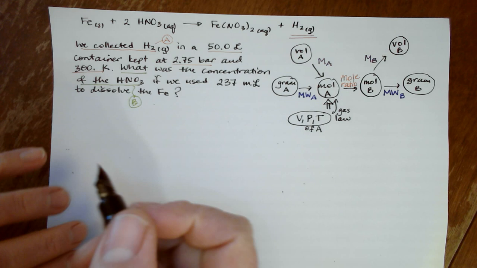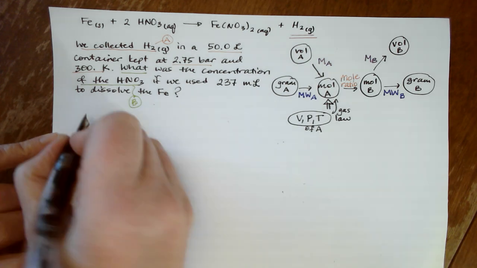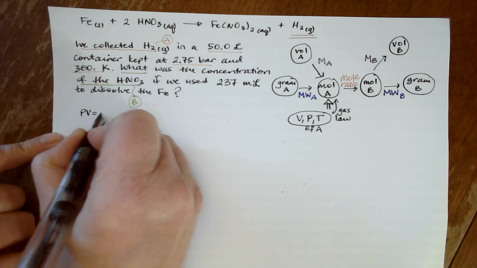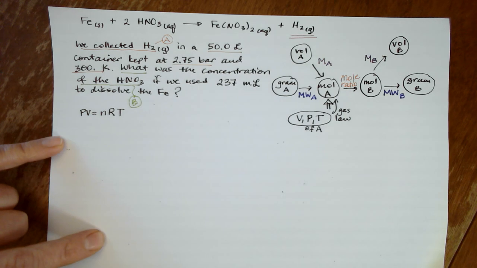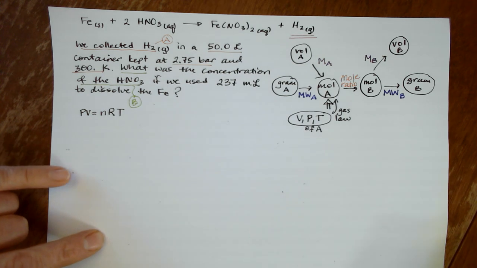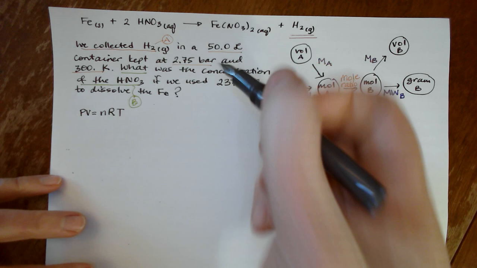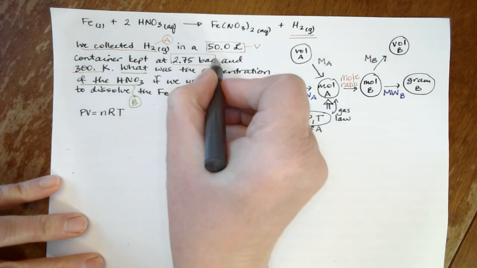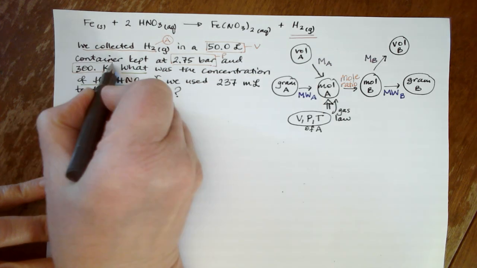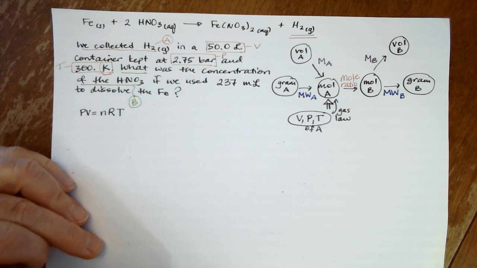Our first goal is to calculate the moles. We're going to use the ideal gas law, PV equals nRT. When we look at this problem, we can identify the information we've been given: this is the volume, this is the pressure, and this is the temperature. I verify it's already in Kelvin, so I don't need to do that unit conversion.